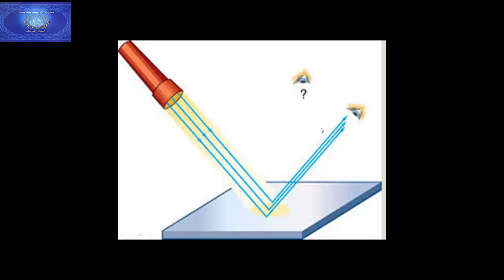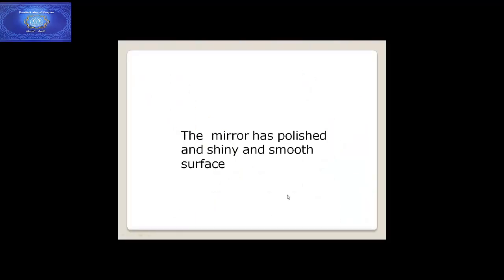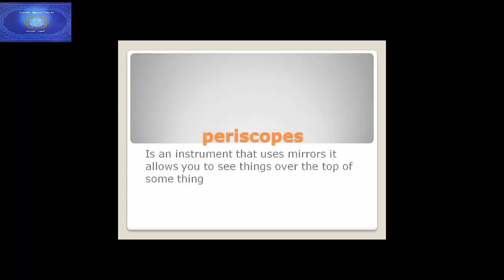This light is reflected. The mirror has a polished, shiny and smooth surface. If an object is shiny, polished, smooth, it will reflect light well like a mirror.